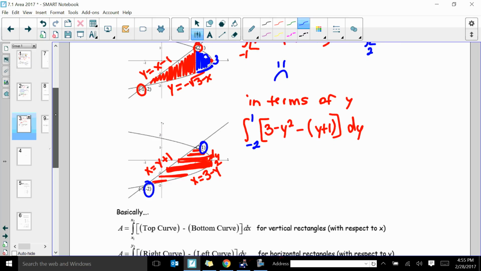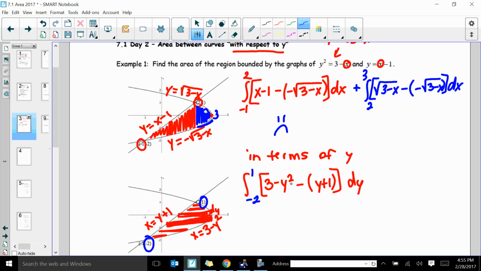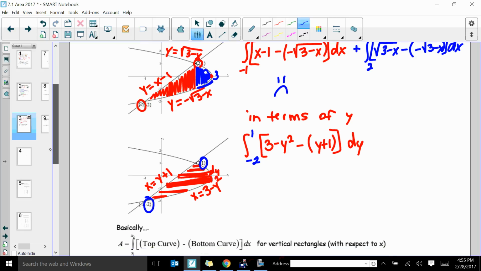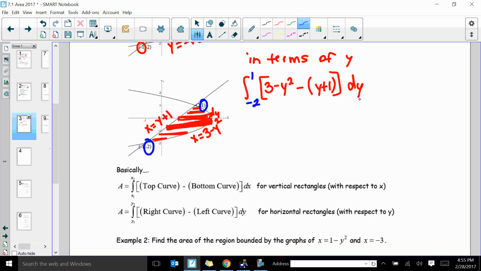Just comparing these two things, this is much easier to deal with. I don't even have a square root. I only have one integral. So if this were something you were doing by hand, definitely you would want to do it this way, okay? And so let's go ahead and just practice that in this video, how to do this by hand. You could also, of course, do this in your calculator. You would just use y instead of x.